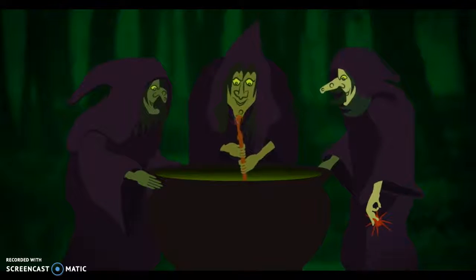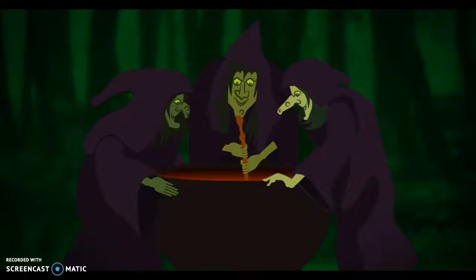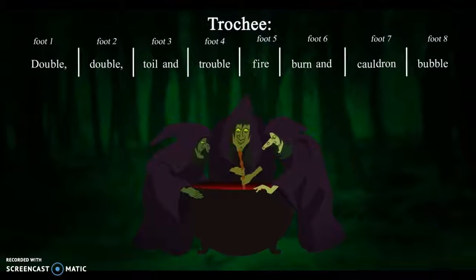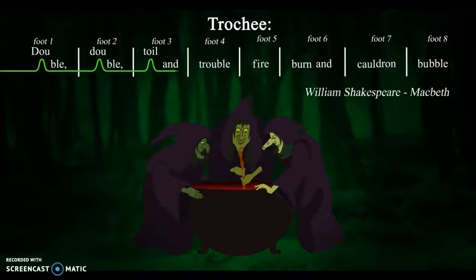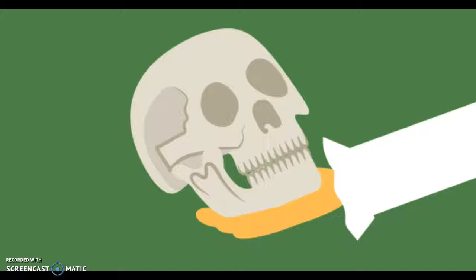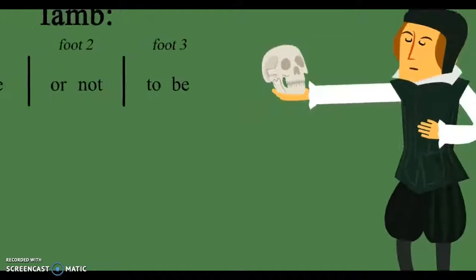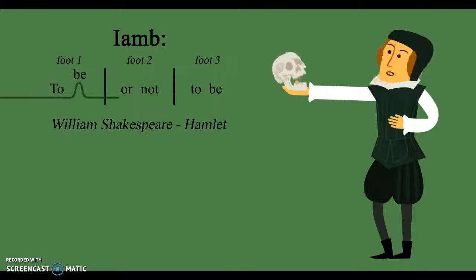Another kind of foot is the 2-syllable long trochee, a stressed syllable followed by an unstressed one. The trochees in these lines from Shakespeare's Macbeth lend an ominous and spooky tone to the witch's chant. Double, double, toil and trouble, fire, burn, and cauldron bubble. But with Shakespeare, it's all about the iamb. This 2-syllable foot is like a reverse trochee, so the first syllable is unstressed and the second is stressed, as in to be or not to be.